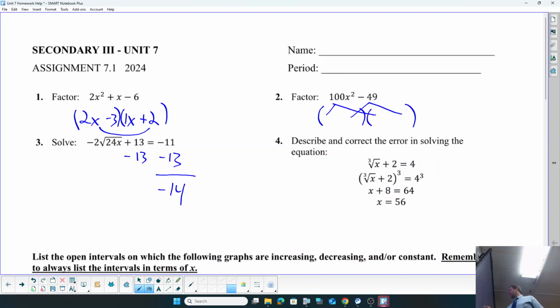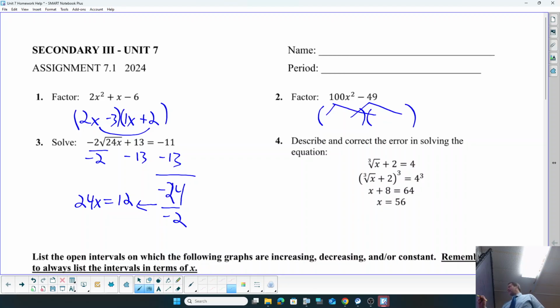So we minus 13 over to the other side. And that's actually a 24 there is what we got. And then we divide by negative 2. So is that a positive 12? So we get 24x is equal to 12.